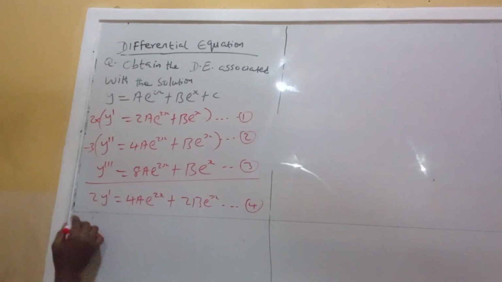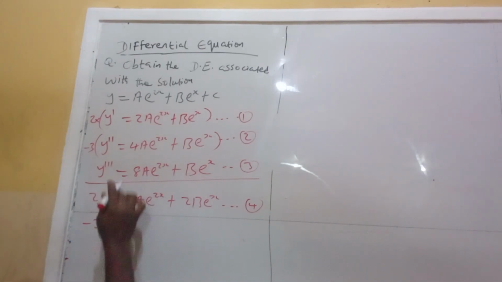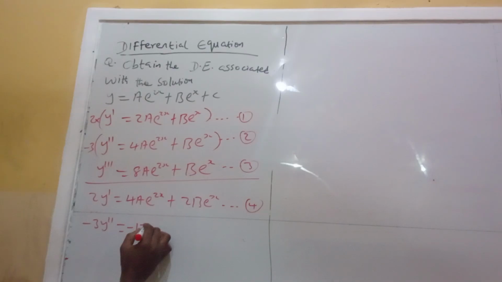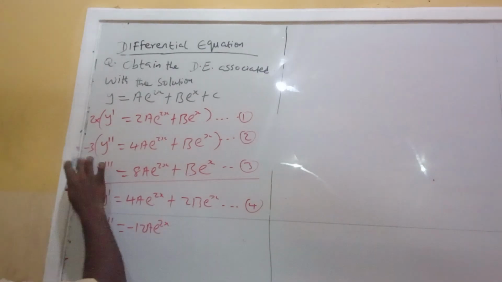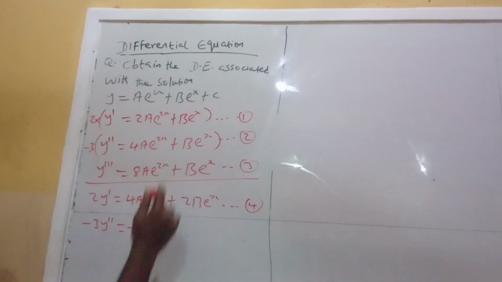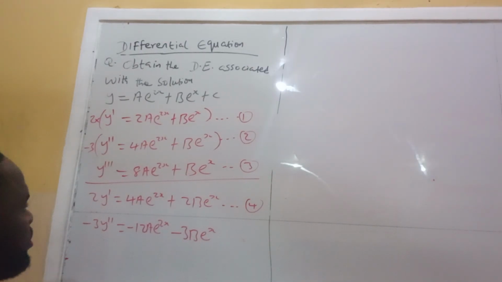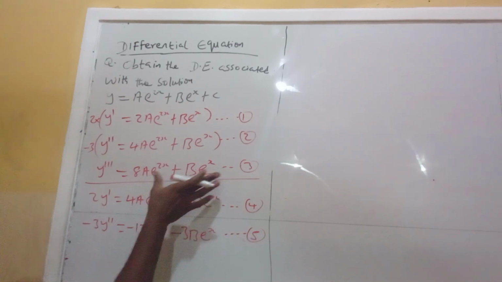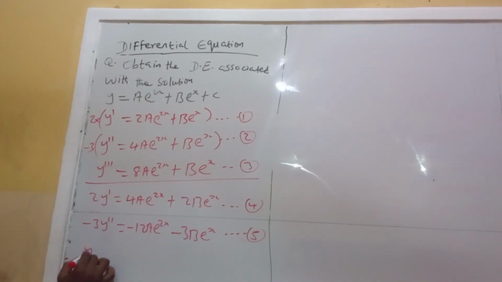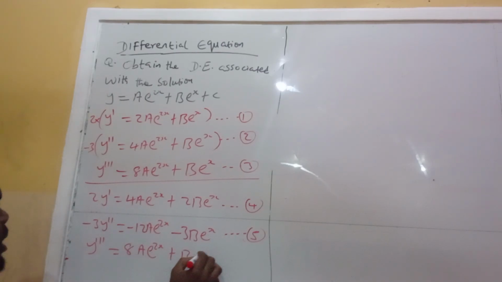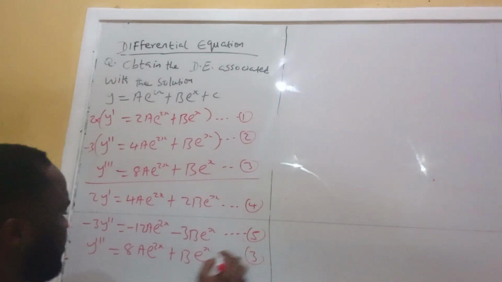Then multiply this, we're going to have minus 3y prime prime. Minus 3 times 4 is minus 12A exponential 2x. Then minus times plus B exponential x is going to give us minus 3B exponential x, right? Good. Call this equation 5. Then let's bring equation 3 back. We're going to have y prime prime prime is equal to 8A exponential 2x plus B exponential x. Remember that this is equation 3.